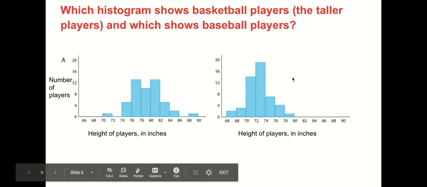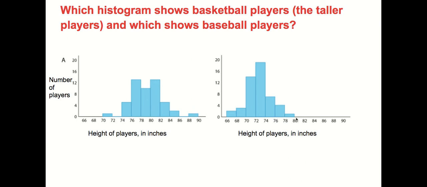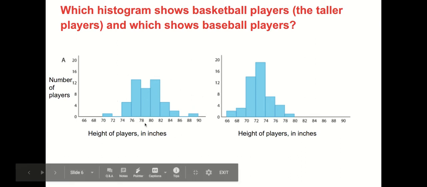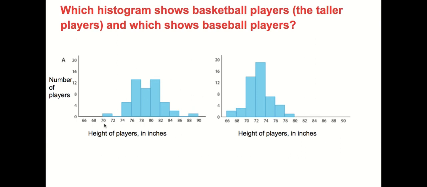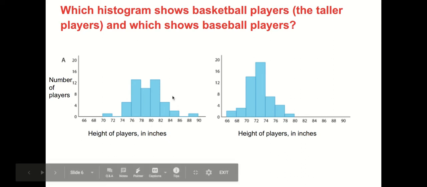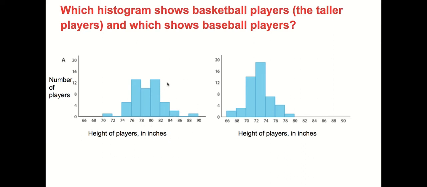And on this right-hand histogram, the players are between 66 and 80 inches tall. And on this histogram, they start off taller at 70 inches and they go as tall as 90 inches. So these players are taller, so this histogram is about the basketball players.